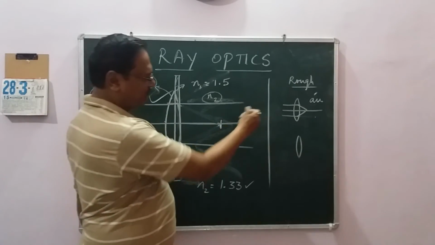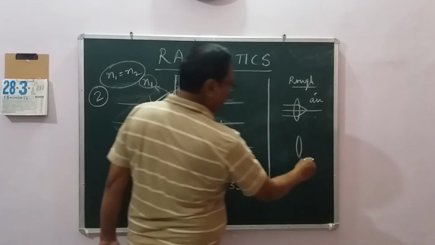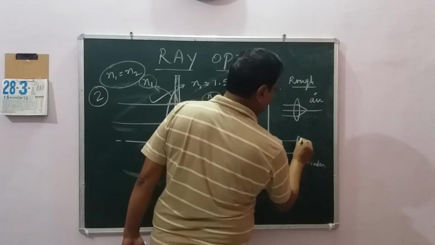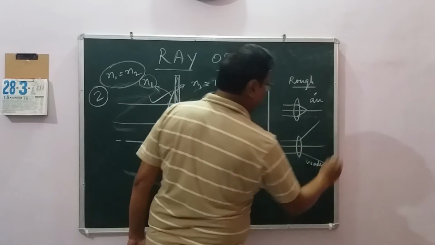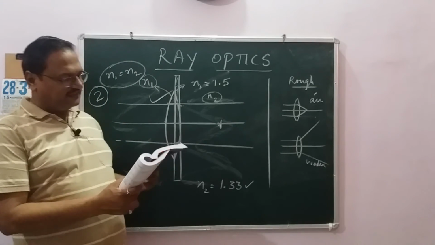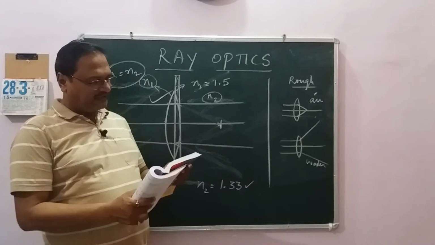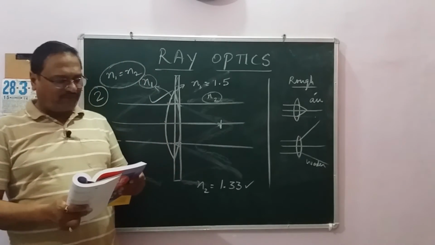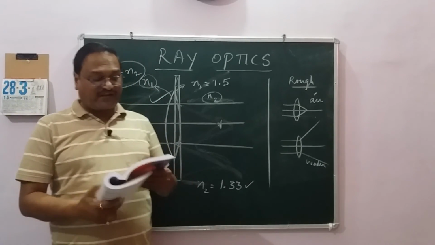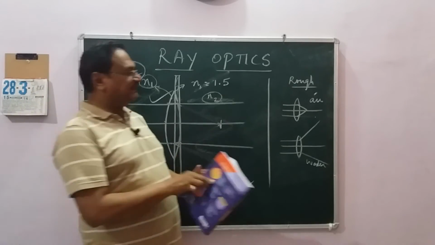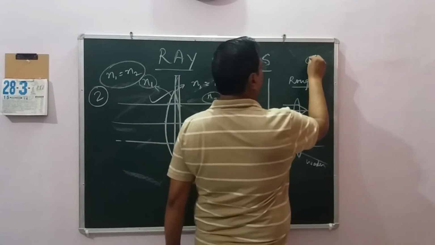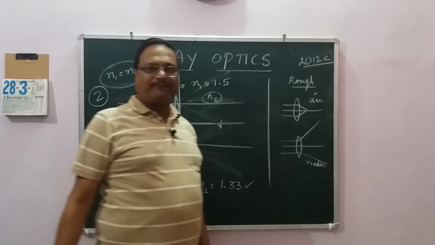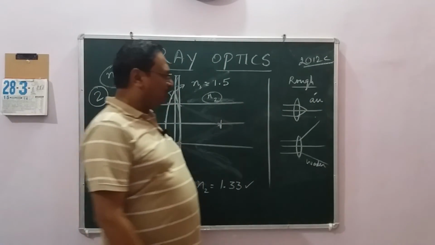So picturize first. Now when you place it in water, the same thing is behaving like a diverging lens. What will be the condition on the value of refractive index? This is a Delhi 2012 compartment paper. Compartment paper is very difficult. Okay, so what will happen?